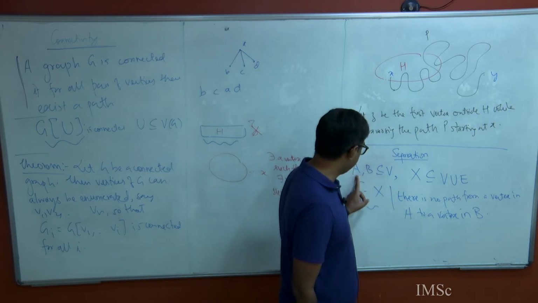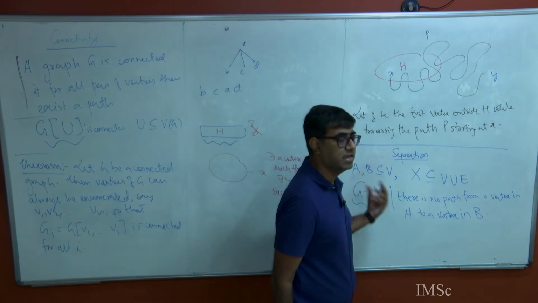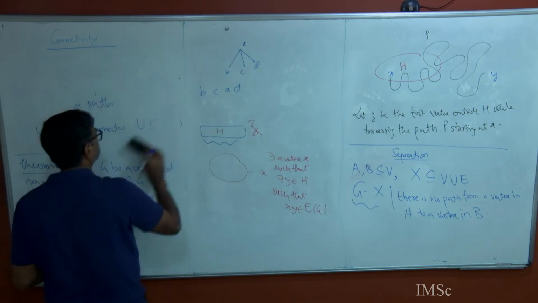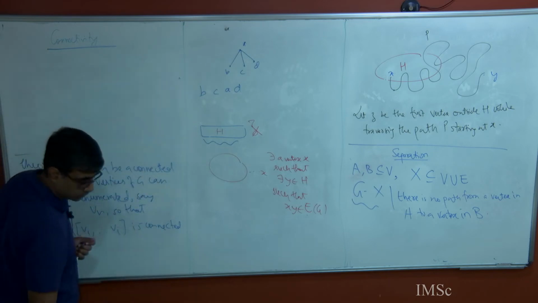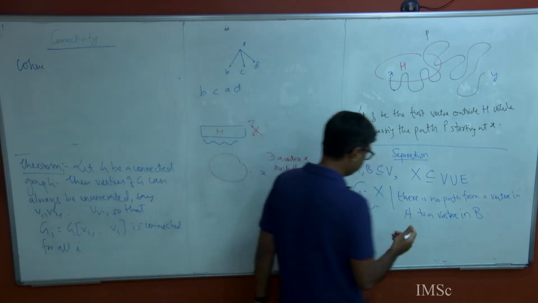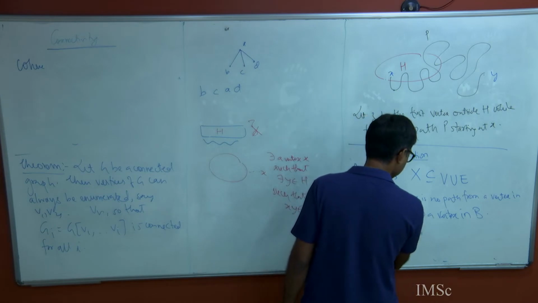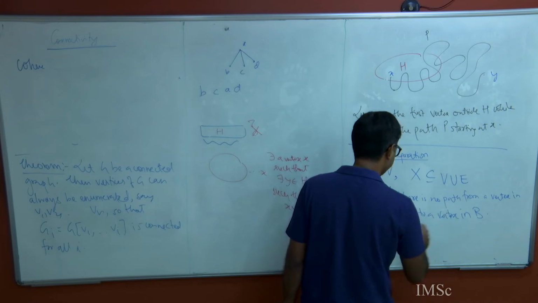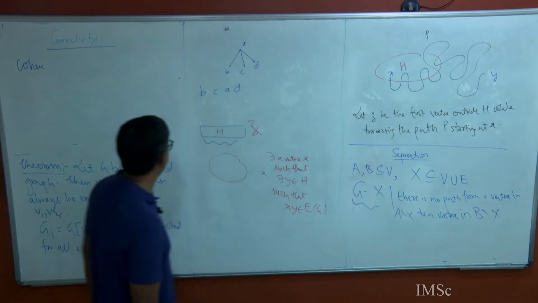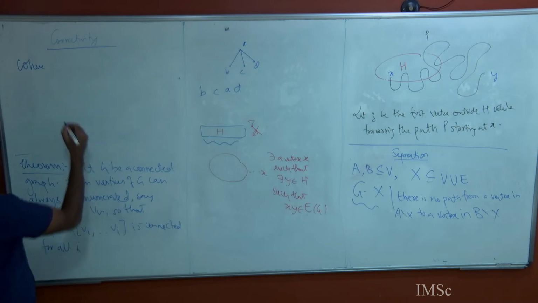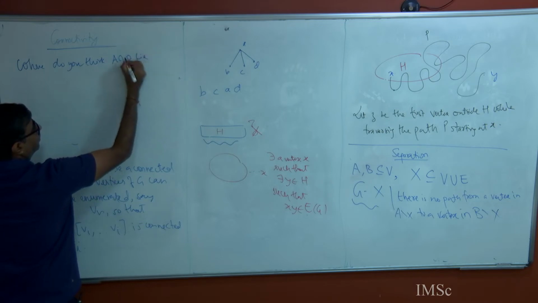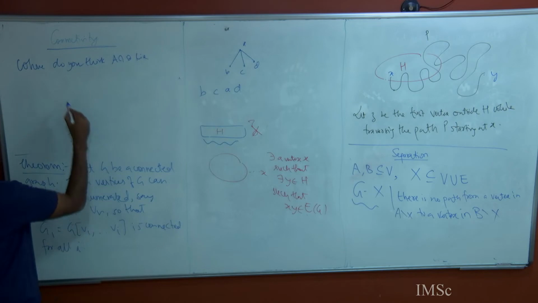But now let's ask a question. In my definition, I have never said that A and B are disjoint. I just said A and B could be any vertex sets. So what do you think about A intersection B? Rather, I should say there is no path from a vertex in A minus X to a vertex in B. So you could delete some. Now, where do you think A intersection B lies? Subset of X. Correct.